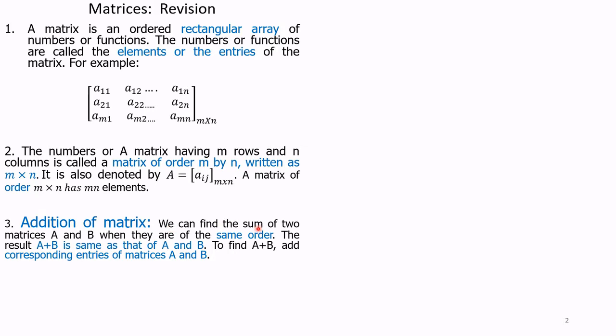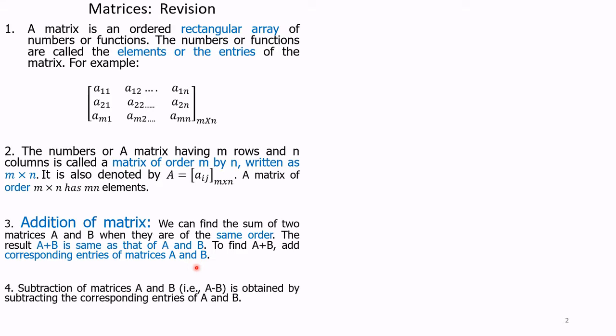Addition of matrices. We can find the sum of two matrices A and B when they are of the same order. That is, the m and n should be the same. The result A plus B is of the same order as that of A and B. To find A plus B, add corresponding entries of the matrices A and B. Subtraction also can be done in a similar way. A minus B is obtained by subtracting the corresponding entries of A and B.